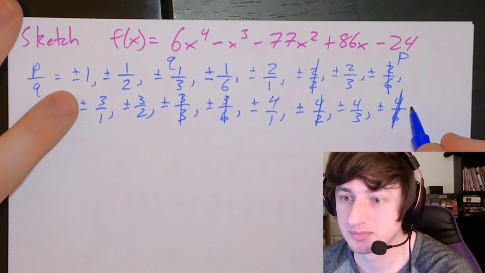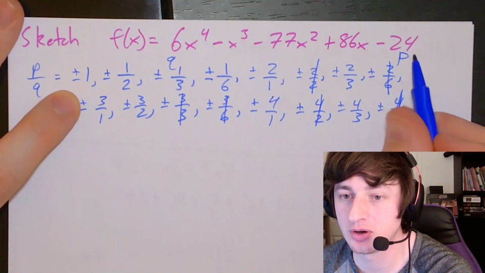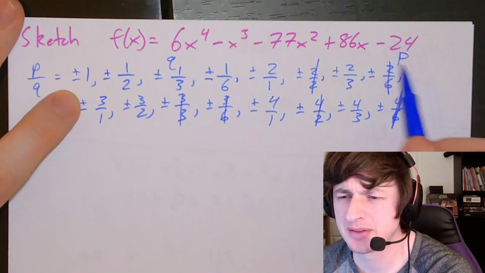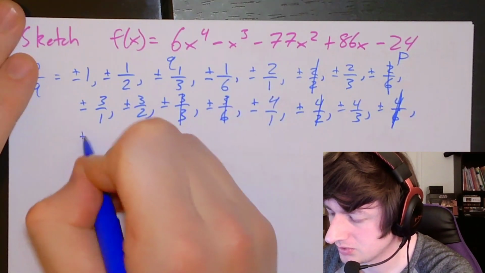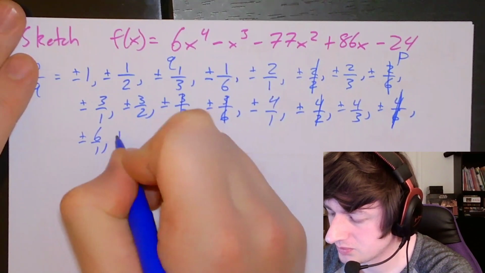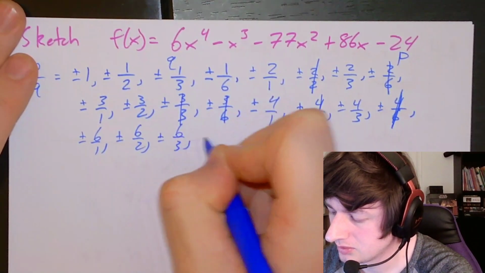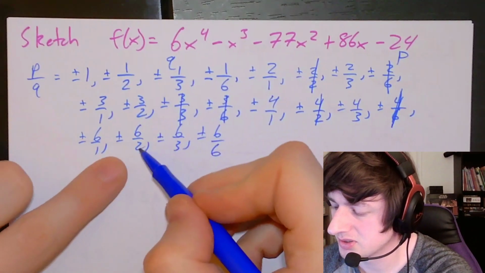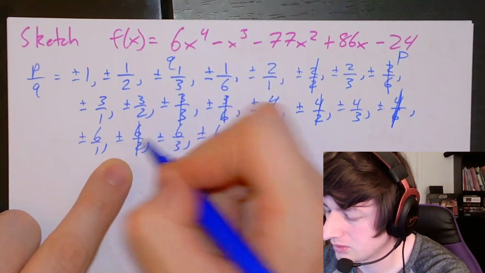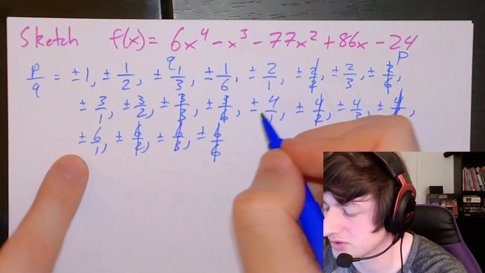These can be tedious. We haven't actually even started factoring yet, but we just need all the possible factors. The next one's going to be 6. Plus or minus 6 over 1, plus or minus 6 over 2, plus or minus 6 over 3, plus or minus 6 over 6. This is 3, which we did already. This is 2, and this is 1. We've already done all those. This is the only new one.